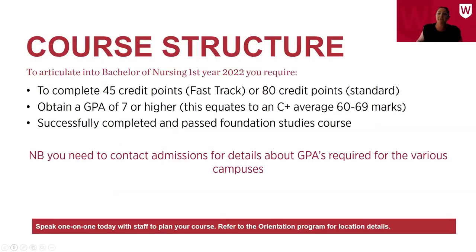Okay, so in order to articulate to the Bachelor of Nursing, you need to ensure that you've completed all of the required units, okay? If you've got one left out, then you're not going to be able to articulate off to university. And I will share this PowerPoint with you as well as an email, so you've got a copy of this too. So you need to obtain a GPA of 7, okay, or higher. So this is about an average of C+, which is between 60 and 69 marks.